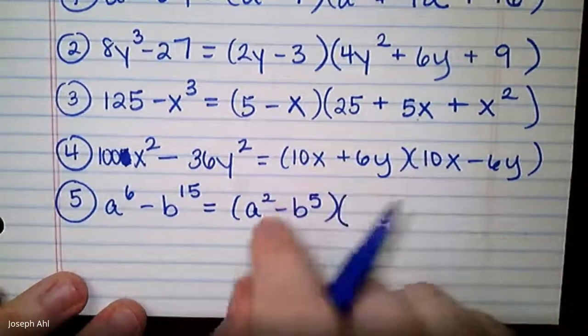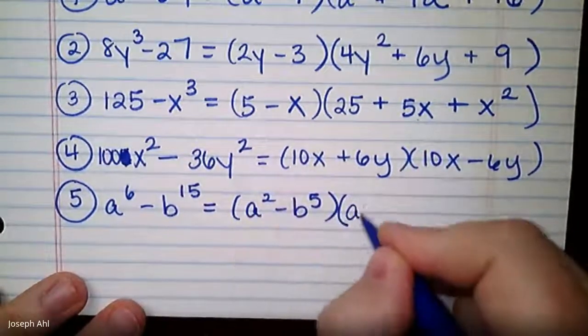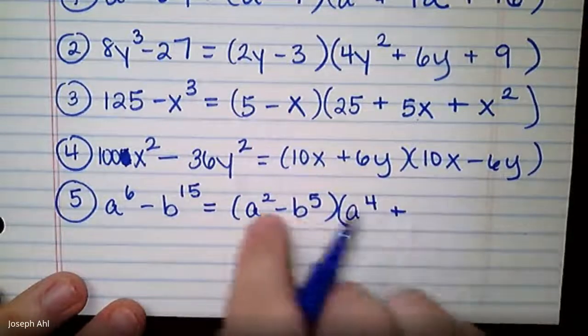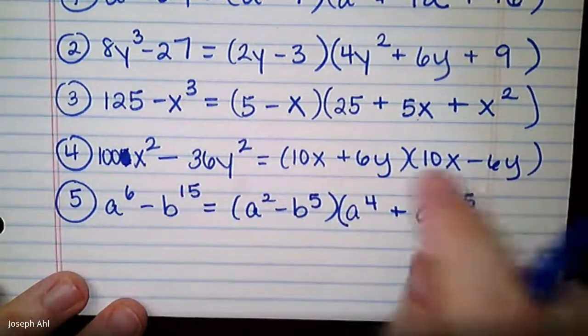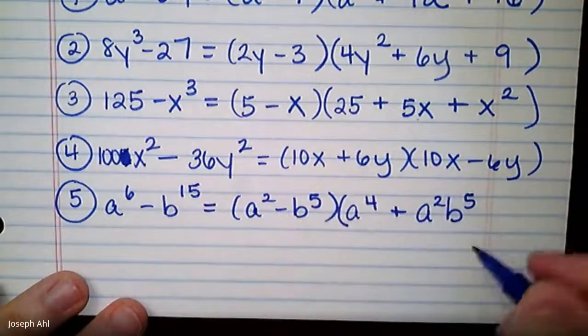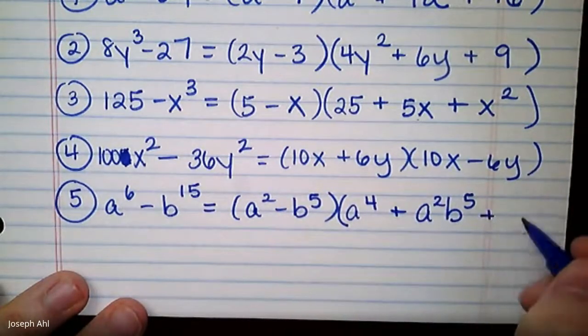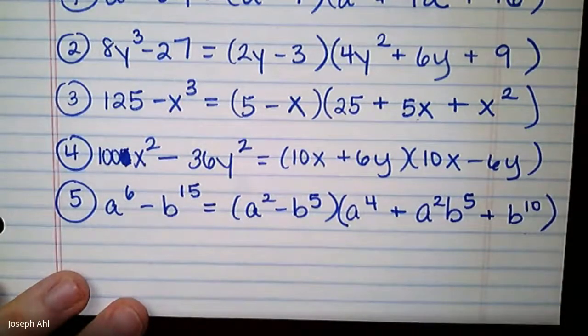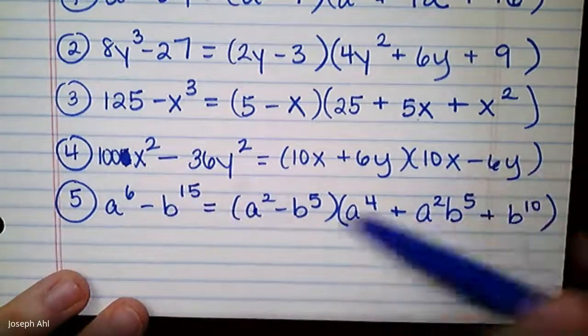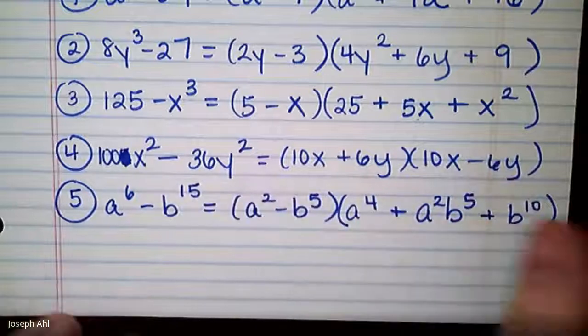So then the trinomial is square a squared, so that's a to the 4th, plus middle multiply, just a squared b to the 5th. And when you square b to the 5th, if you're not sure what that becomes, just do b to the 5th times another b to the 5th in your head to get b to the 10th. So sometimes larger exponents than 3 do get a little bit tough for us to work with, but once you get used to it, again, it's just like all of the other patterns that we've done all along.